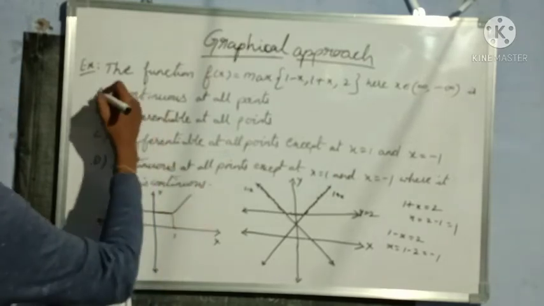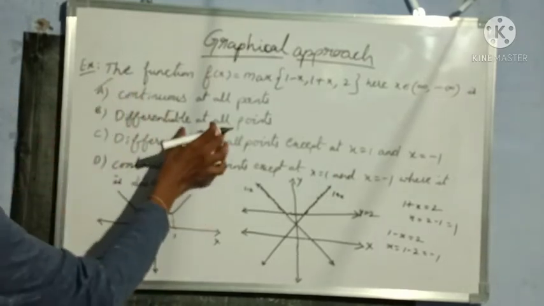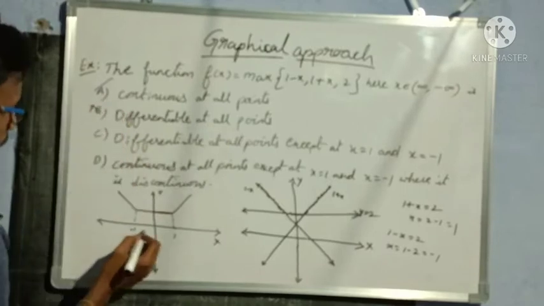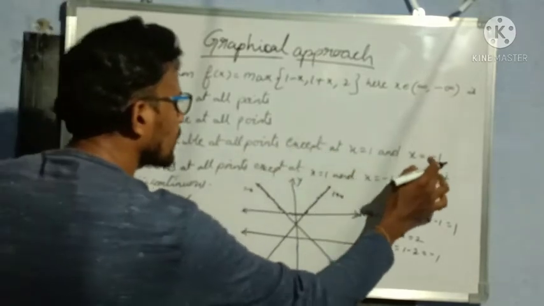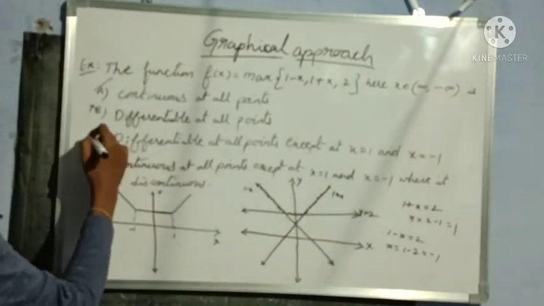Continuous at all points? Yes, this is continuous at all points. Differentiable at all points? No. Here at minus 1 and 1, this is not differentiable, right? Next, differentiable at all points except at x is equal to 1 and x is equal to minus 1. Yes, this is also correct.